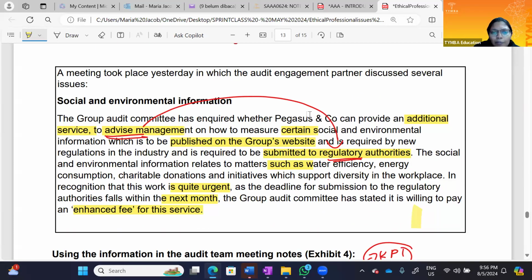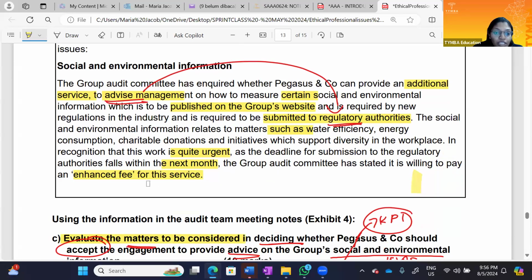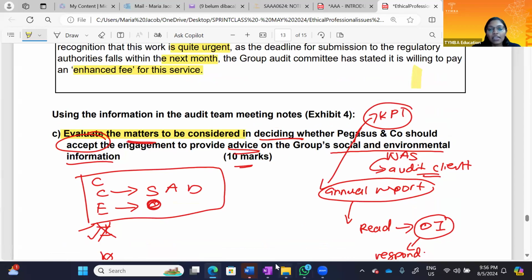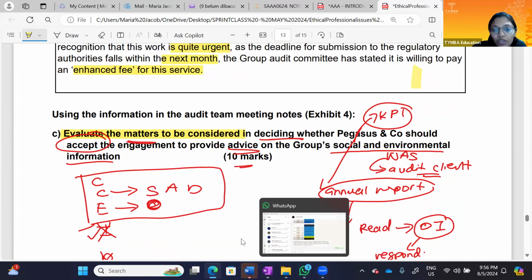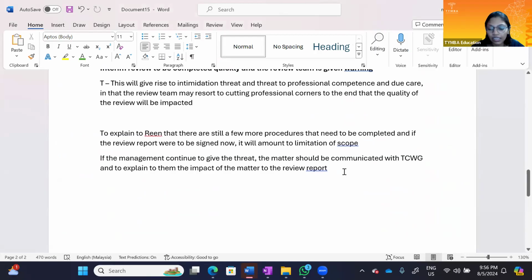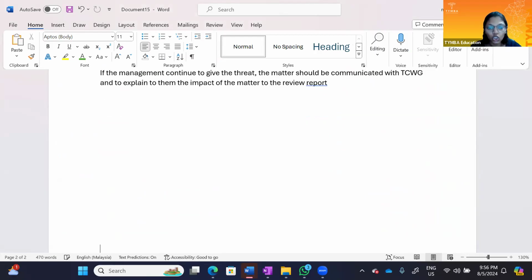And what are the points that we can talk about here? The fees. We can also talk about the fees. So we have to write for 10 marks. Because we have very limited time, let's do it quickly. So now let's go and look at the Crooks question.